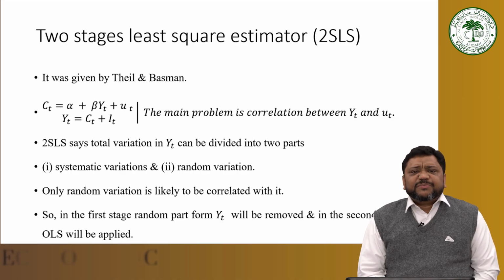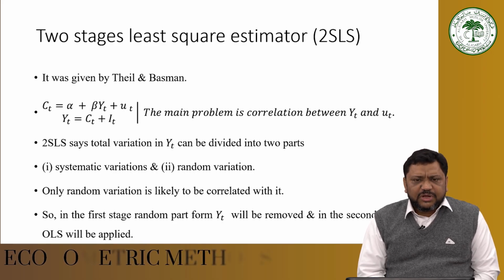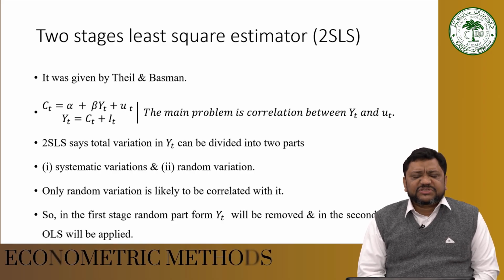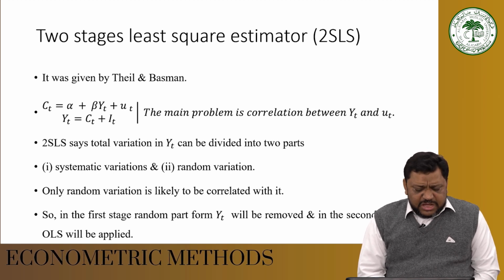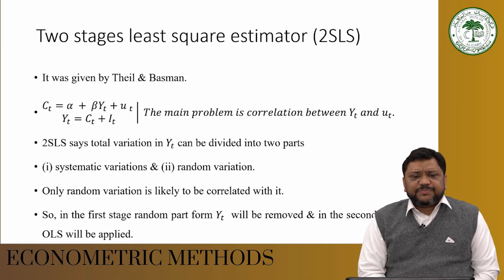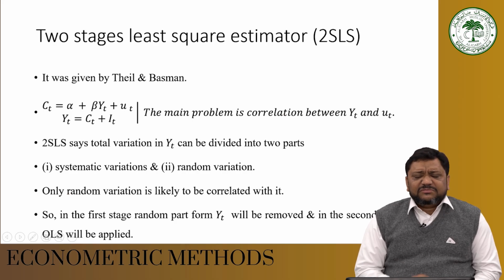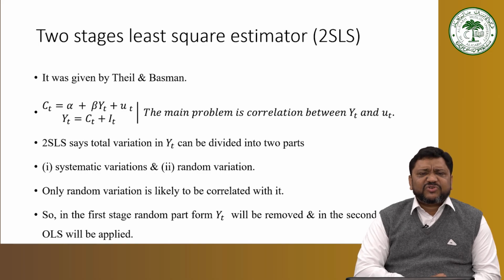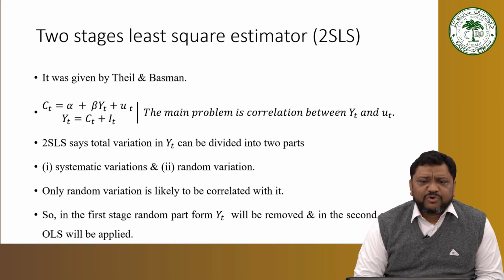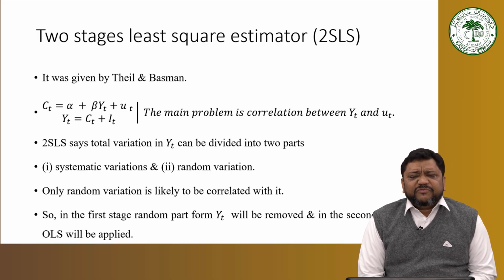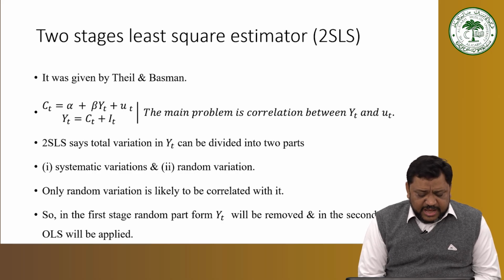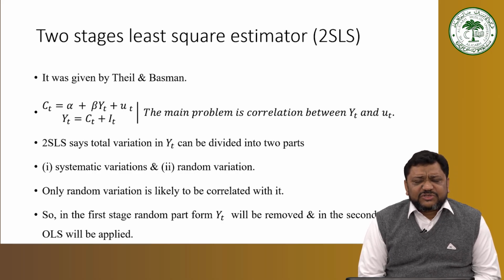Now we discuss the next method, called 2SLS, or, in full, the two stages least square estimator. This method was given by Theil and Basmann. Again, the same structural model is stated here, and the problem is the correlation between YT and UT. But this two-stage least square method, we will now be referring to as 2SLS.